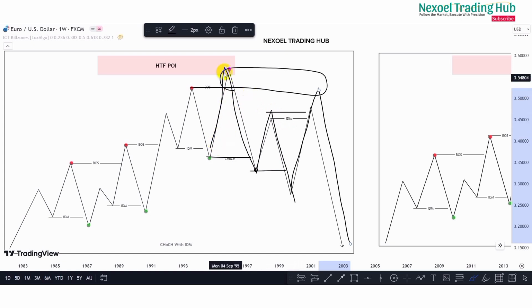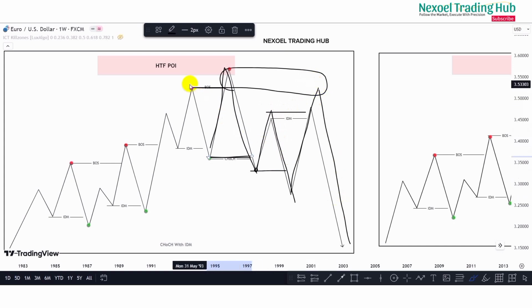Once price reacts in our higher time frame point of interest, you see we have a break of structure here, and then price returned to the downside and broke the higher low points. So we want to see that price creates a form of liquidity which price will want to grab before price falls to the downside.